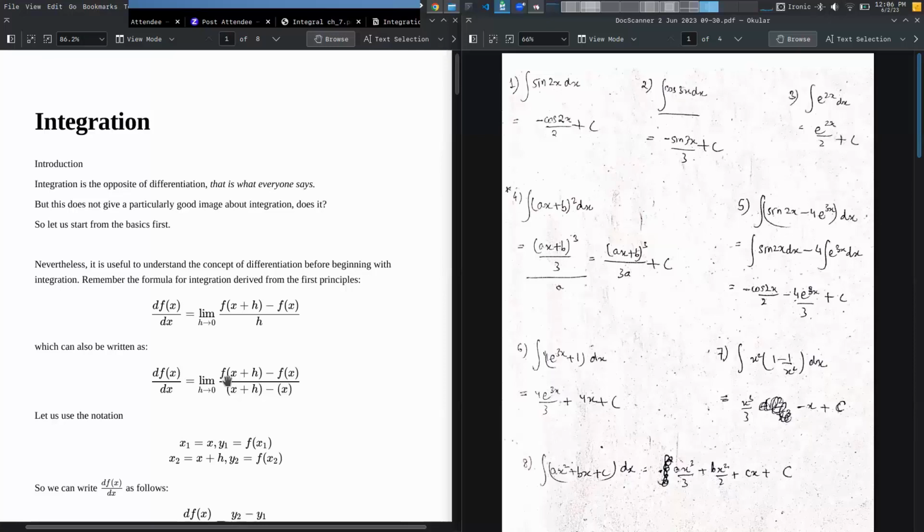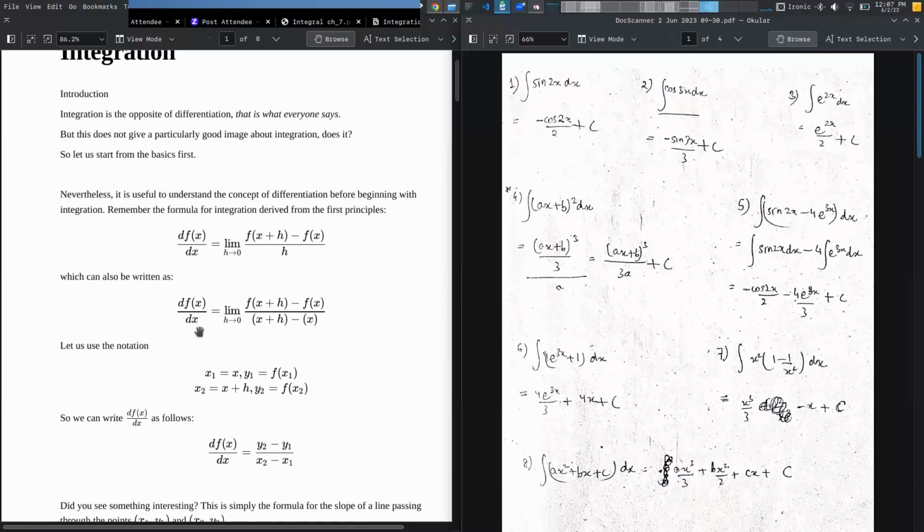It is usually mentioned that it is the opposite of differentiation, but it does not give a particularly good image about it, does it? So let us start from the basics. To be able to understand the concept of integration, we need to understand differentiation first. As you would all know, from the first principle, we can write the derivative of function f(x) with respect to x in the following form as limit h tends to 0 of (f(x+h) - f(x)) upon h.